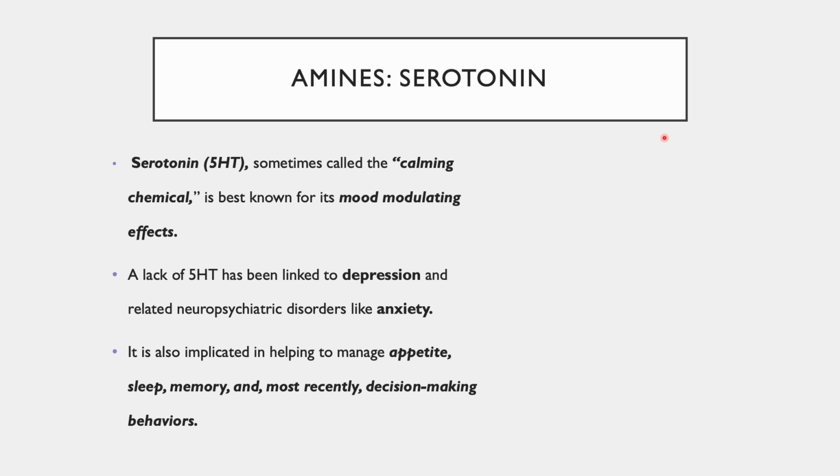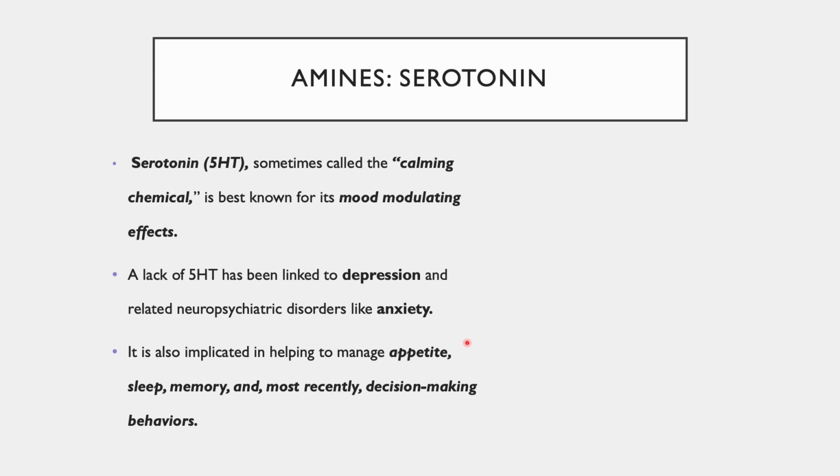So remember that tryptophan is one of the 9 essential amino acids. And so serotonin is also known as 5-HT, which is a naturally occurring amino acid. Serotonin is our calming chemical, and it's known for helping with our mood. And so essentially, serotonin deficiency is highly linked to generalized anxiety disorder and depression.